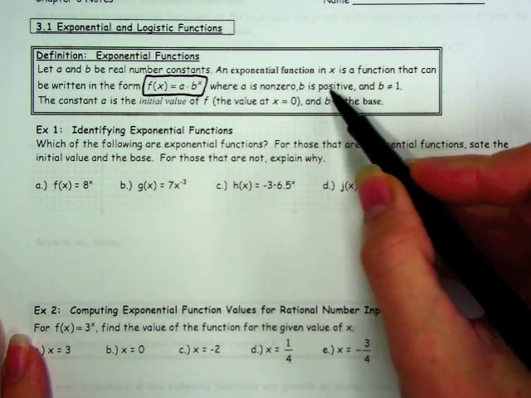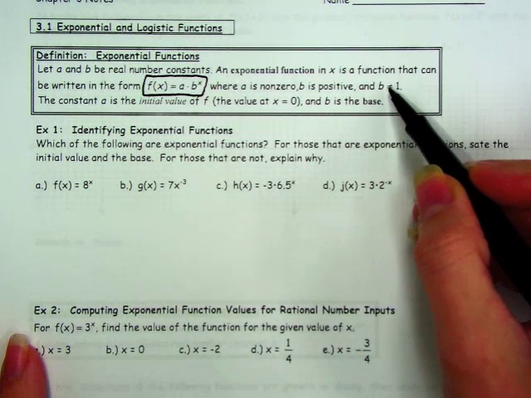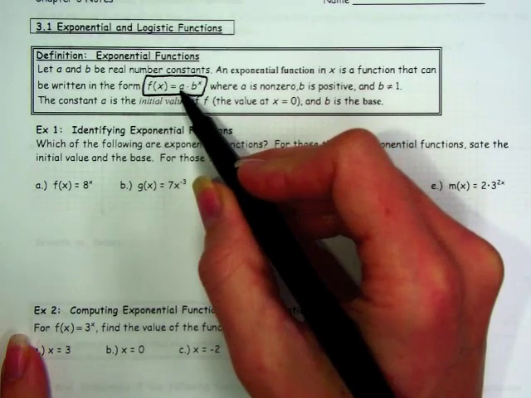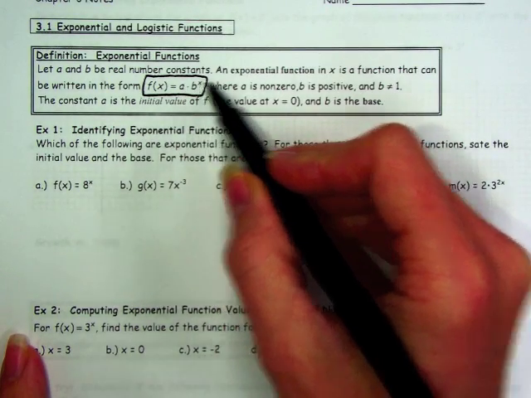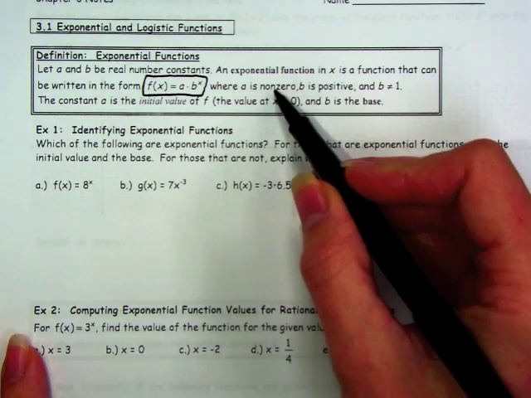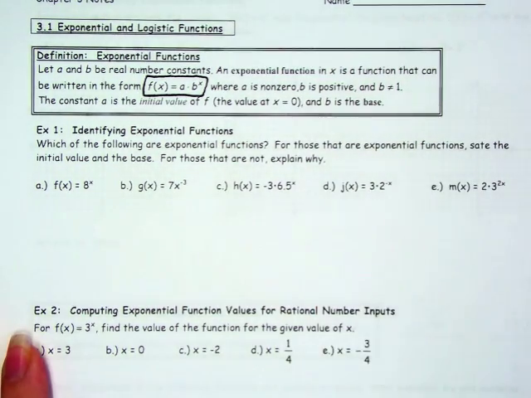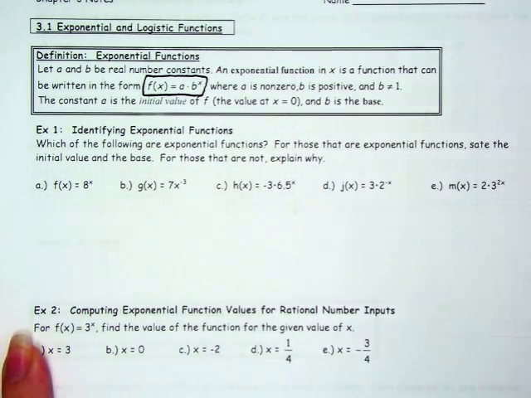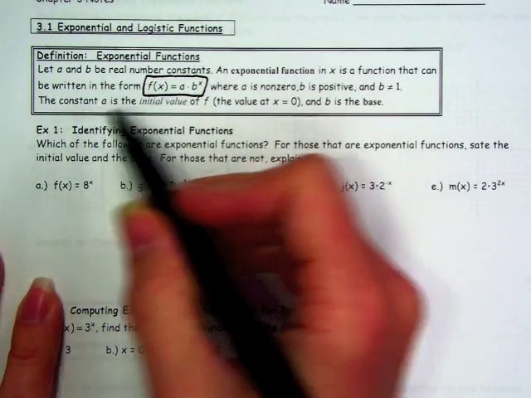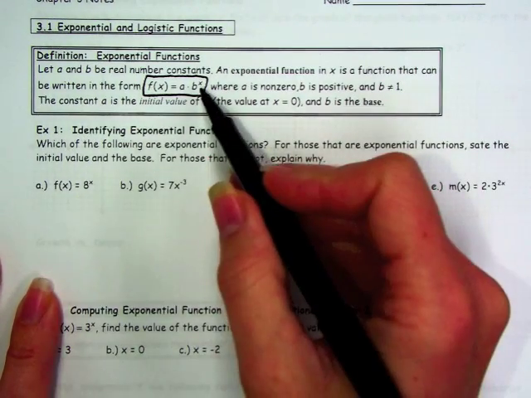It needs to be positive and it can't be 1, because 1 to any power would simply remain 1 and it would be a linear function. Our a, our coefficient of b to the x, needs to not be 0, obviously, otherwise it's the function y equals 0, which again is the linear function. So here we have this basic form of our exponential function.